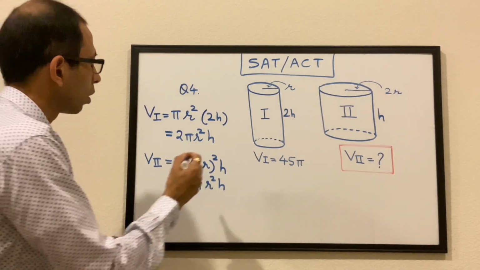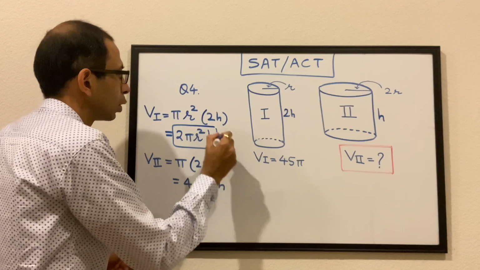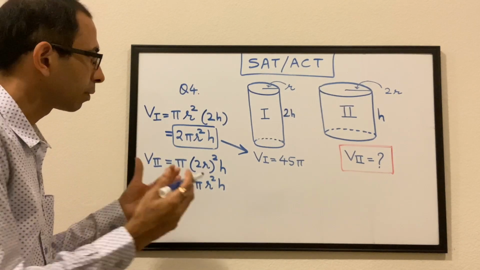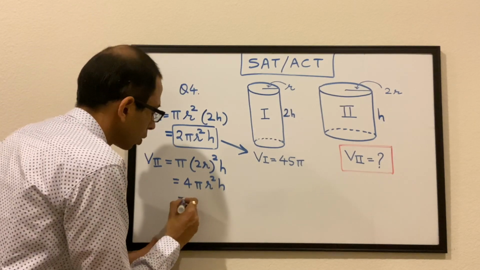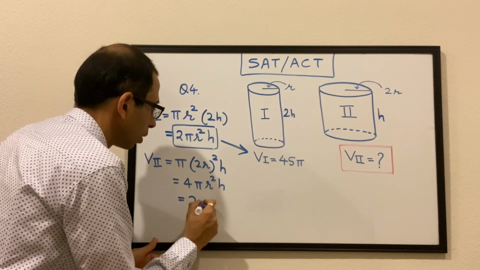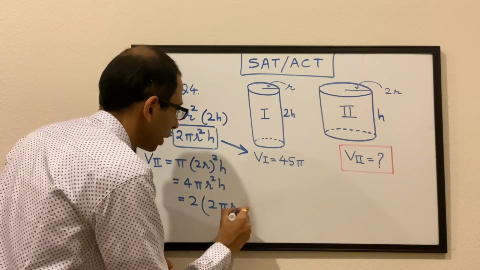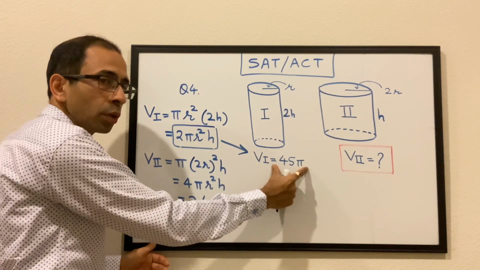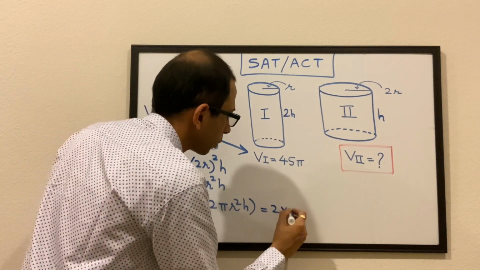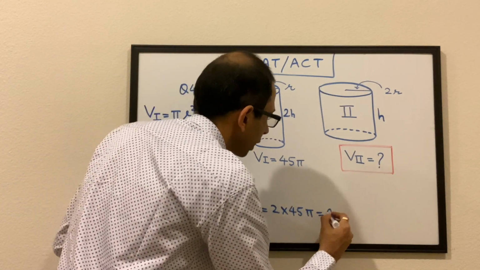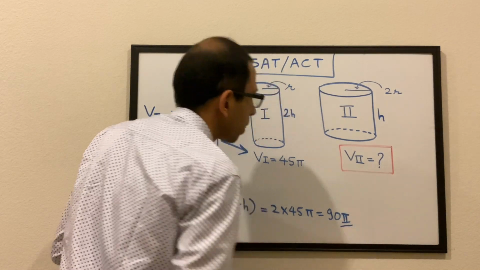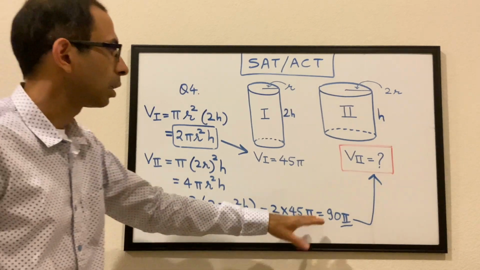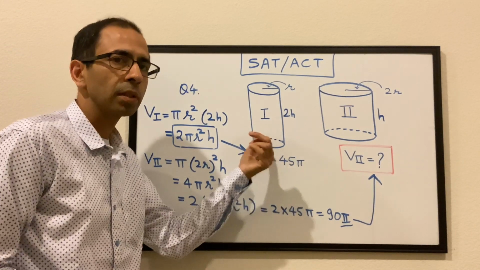Now the value of this is given to be 45 pi, right? 2 pi r square h, that itself is equal to 45 pi. So if we have to find the value of this, we can write it like this, right? 2 times 2 pi r square h, and this itself is nothing but the same, which is equal to 45 pi. So this will be 2 times 45 pi, which will be equal to 90 pi. So the volume of the second cylinder here would be 90 pi. It will be twice the volume of the first cylinder.